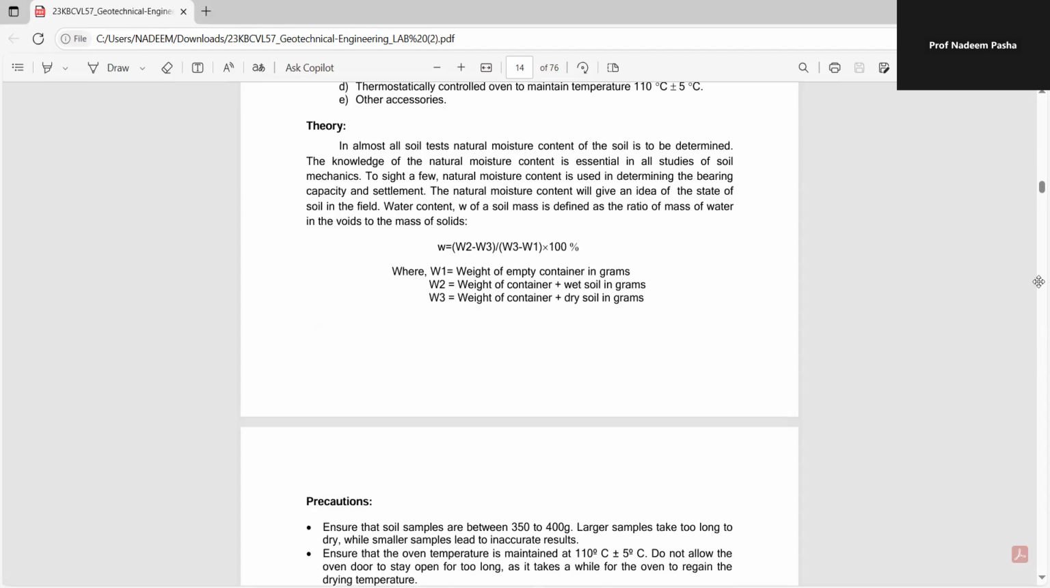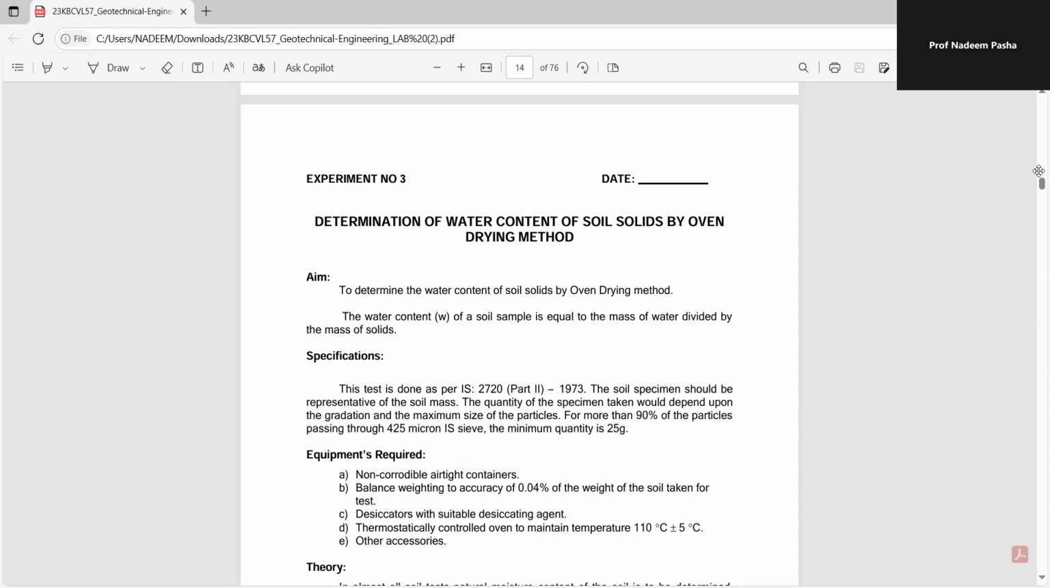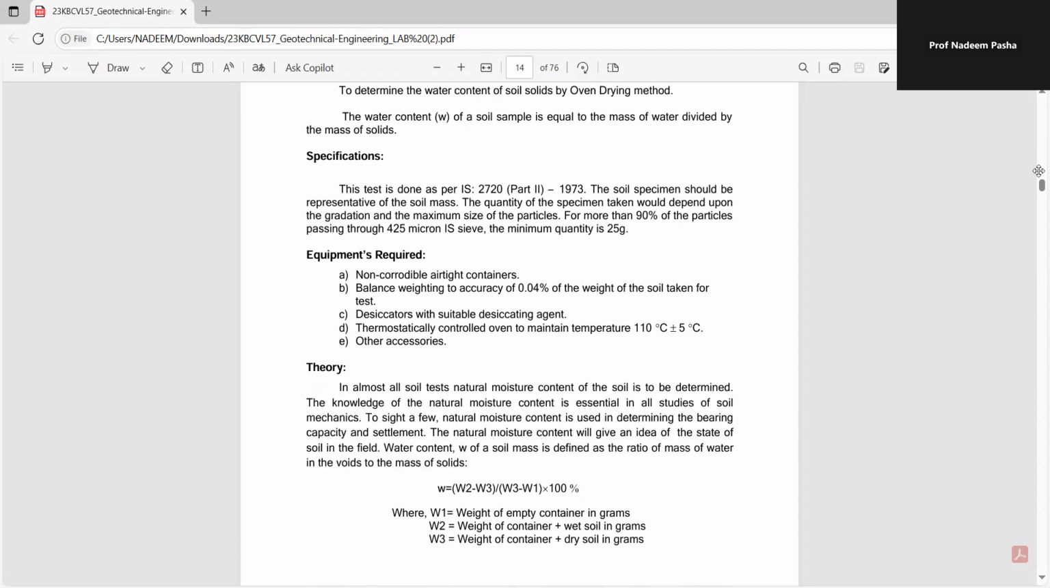So the theory part includes, in almost all tests, natural moisture content of the soil is to be determined. The knowledge of the natural moisture content is essential in all the studies of soil mechanics. To cite a few, natural moisture content is used in determining the bearing capacity and settlement. The natural moisture content will give an idea of the state of the soil in the field. Water content W of a soil mass is defined as a ratio of mass of water in the voids to the mass of solids.